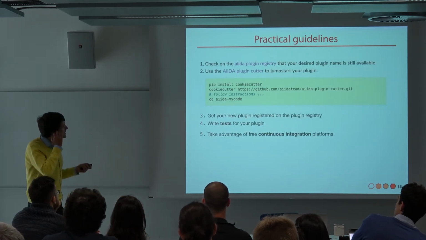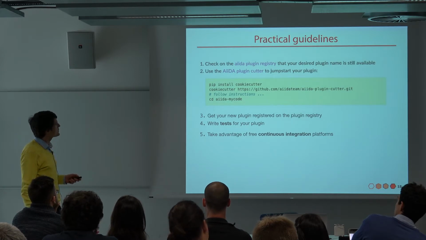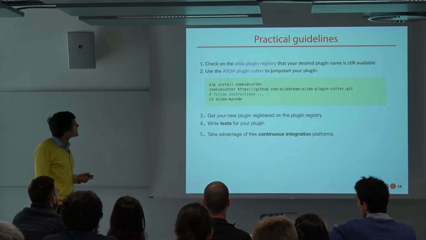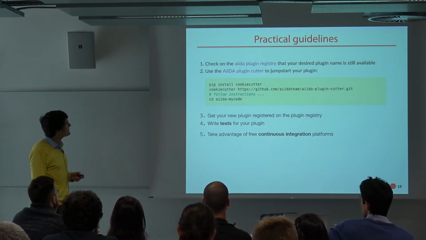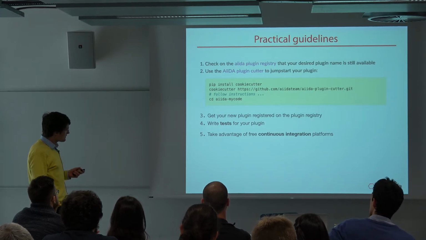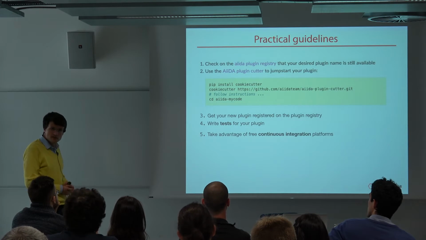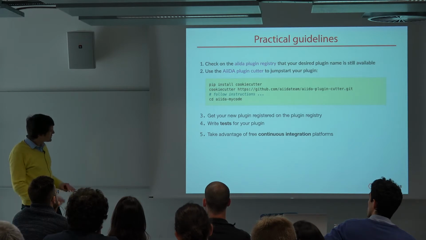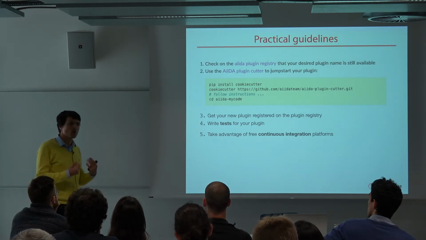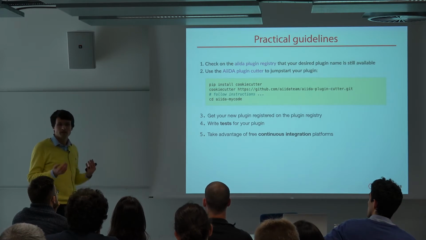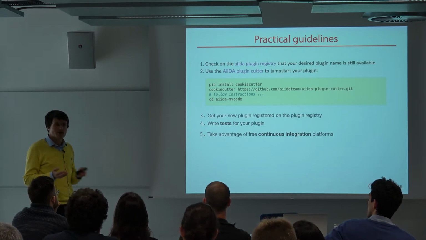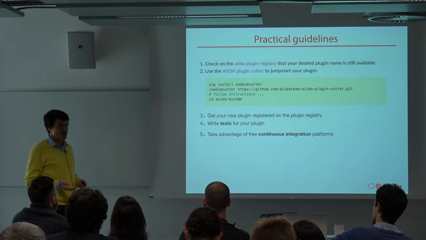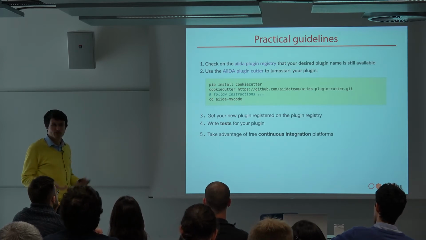Finally, a few practical guidelines. So you want to get started with plugin development. Check on the AiiDA plugin registry that your desired plugin name is still available. Use the AiiDA plugin cutter to jumpstart your plugin. And finally, get your new plugin registered on the plugin registry. It's important that you do this not when the plugin is ready, right? Do this when you start development, because this will show other people that you are working on this, and people will contact you and say, okay, can I help? There's an issue with this, and so on. So this is really one of the benefits that we have in academia. We can be fully open, and we should profit as much as we can from this.